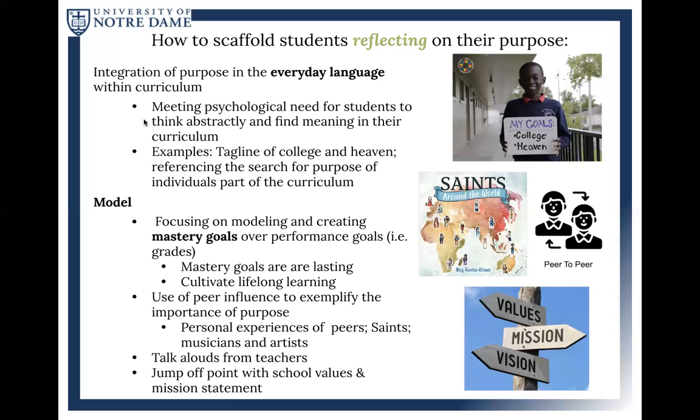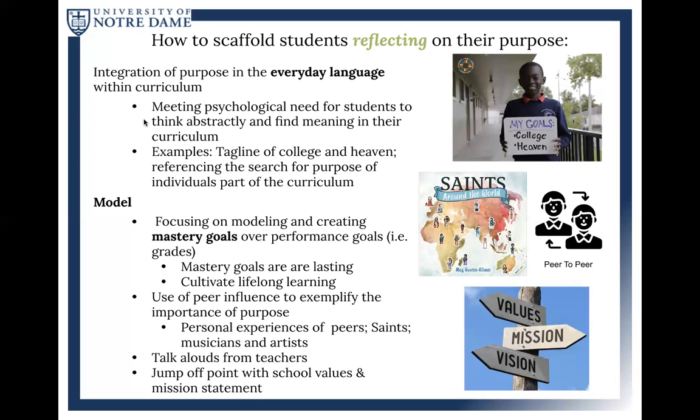The first part is in how we create goals and objectives for our students. And this is very important to focus on mastery goals over performance goals, like I mentioned earlier, grades. Mastery goals are lasting. They are starting to cultivate this lifelong learning that also moves beyond just one single subject, but really we're teaching the whole child. We're trying to help them connect goals within their personal life to what they're studying in class, to what they're doing in sports or in their artistic interests.